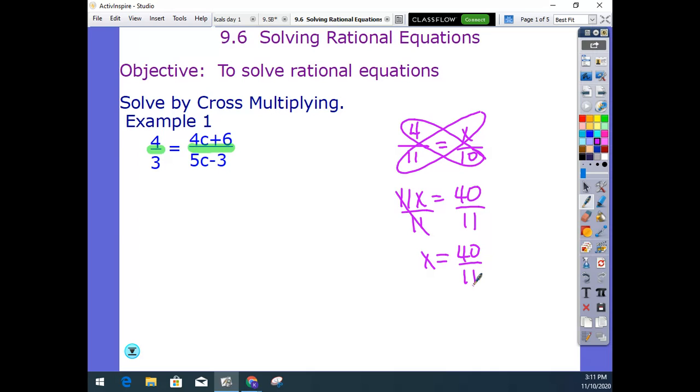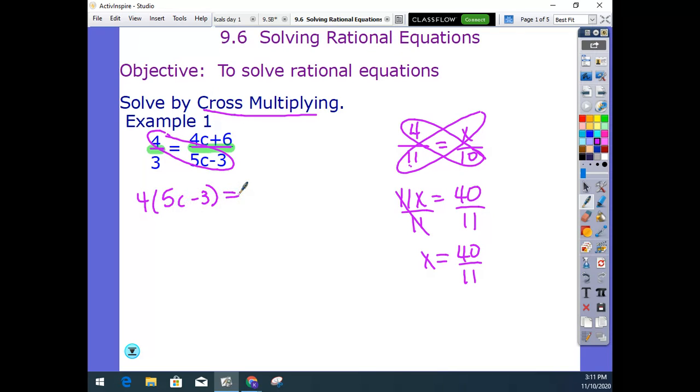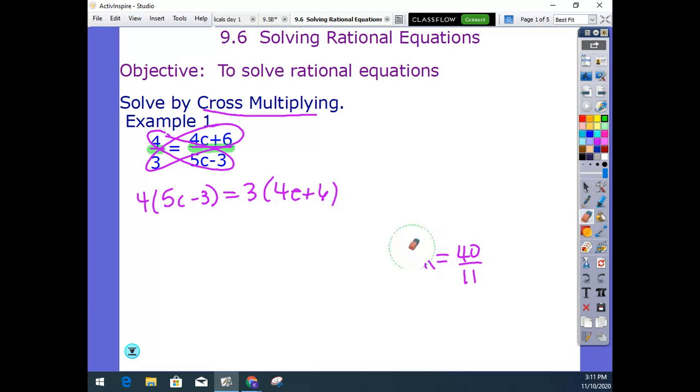Now we're going to look at high school proportions. But still, when you have one fraction equals another fraction, you can just cross multiply like over here. So what we're going to do is take 4 times 5c minus 3, bring down the equals, 3 times 4c plus 6. I'll be honest, these are the easiest equations to solve. You just cross multiply, set them equal.